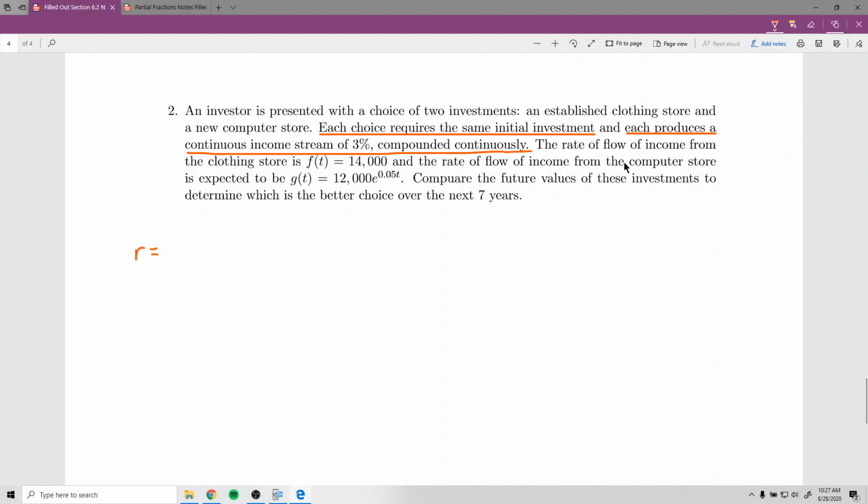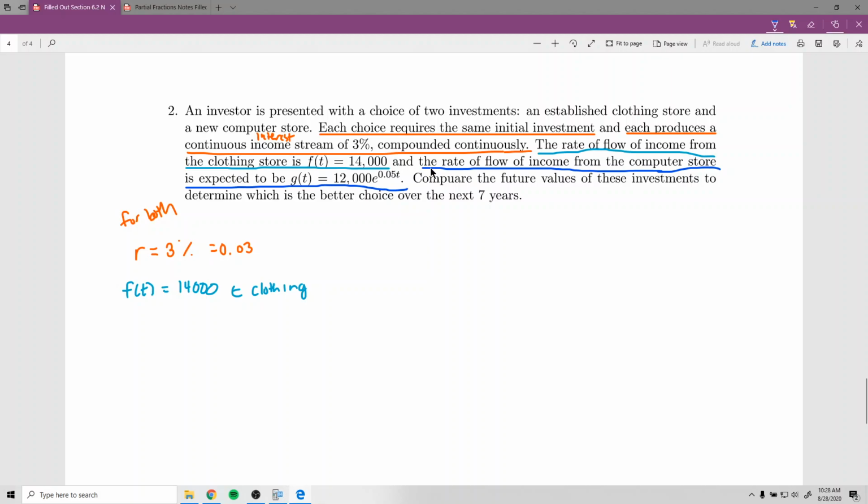There's definitely a missing word here. Income stream interest. So r is 3% for both of the investments, and we'll need to change that to 0.03. The rate of flow of income from the clothing store is f(t) equals 14,000. So this is the income stream for the clothing store. And then the rate of flow of income for the computer store is expected to be, so this is new, which is why it says expected, but that's what we have to go off, g(t) equals 12,000 e to the 0.05t.